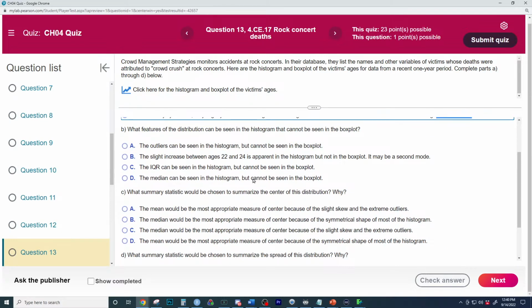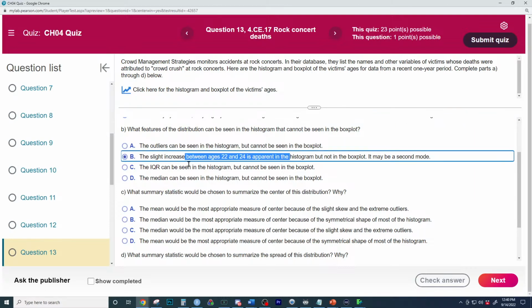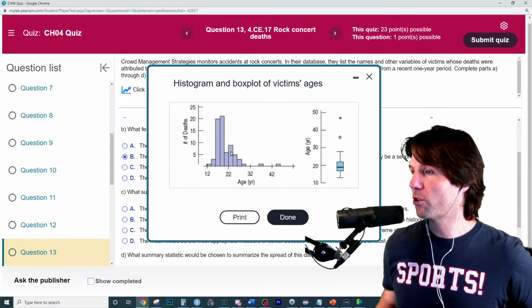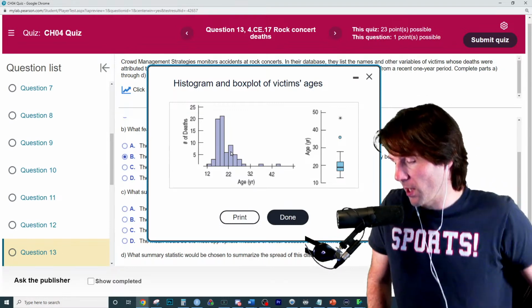What features of the distribution can be seen in the histogram that can't be seen in the box plot? I think that's what we're going to see right here. The slight increase between 22 to 24 is apparent in the histogram, but on the box plot, it may be a second mode. And that's what I was talking about by the slight bimodality. I think he was saying the modal is, Wes, thank you for saying that.